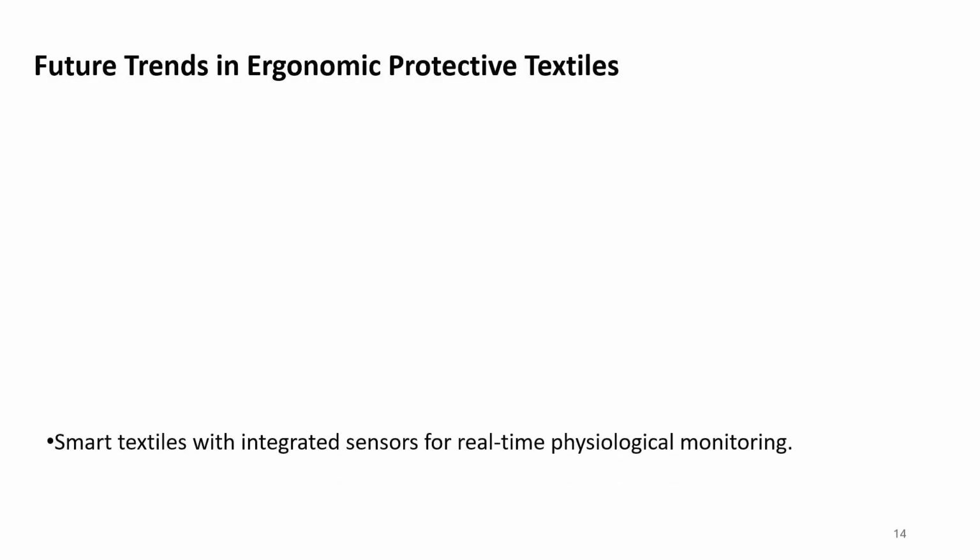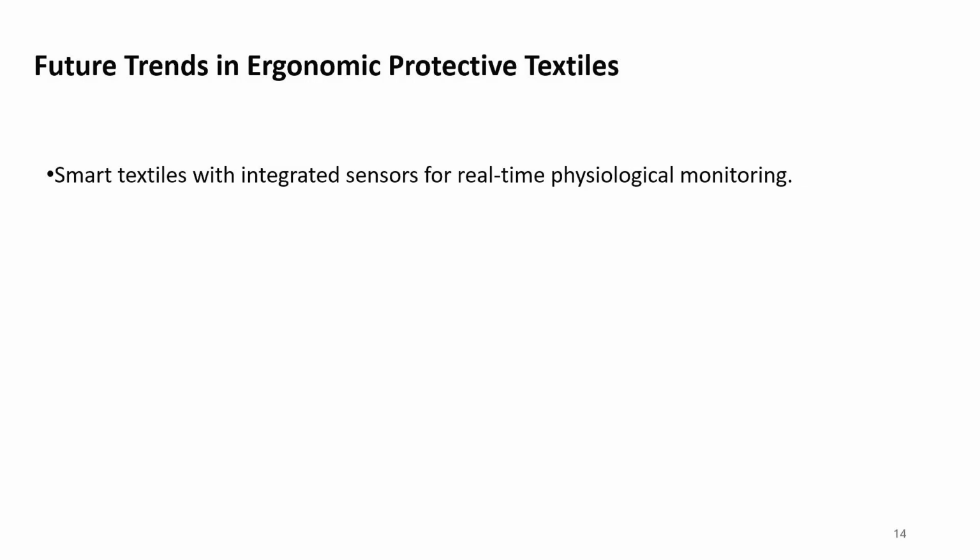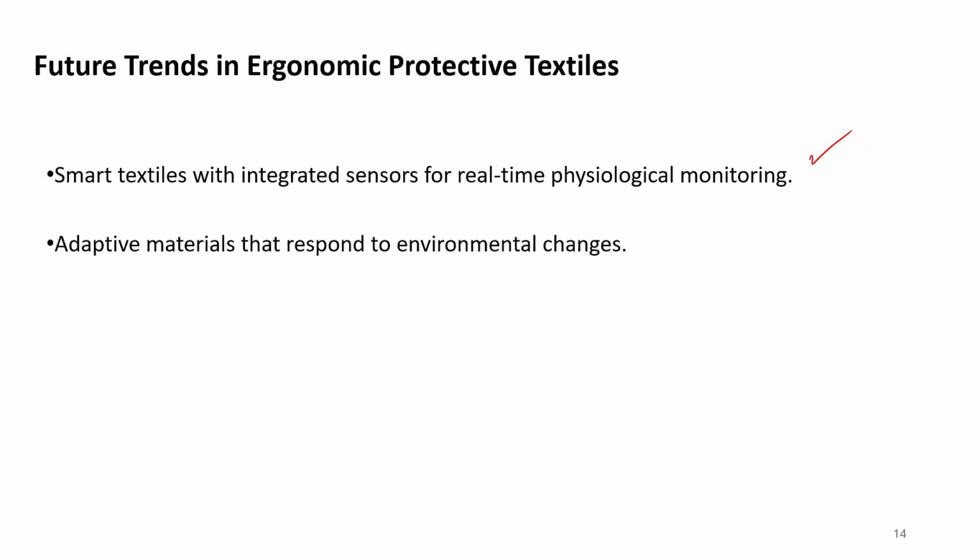So, the future trends in ergonomic protective textiles are smart textiles with integrated sensors for real time physiological monitoring. That textile will tell the temperature and humidity level, so that physiological monitoring will be there. Adaptive materials can be used that respond to environmental change, like phase change materials. As we have already discussed, phase change materials can be used.